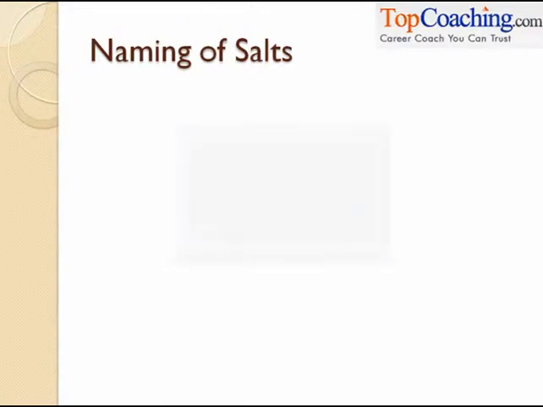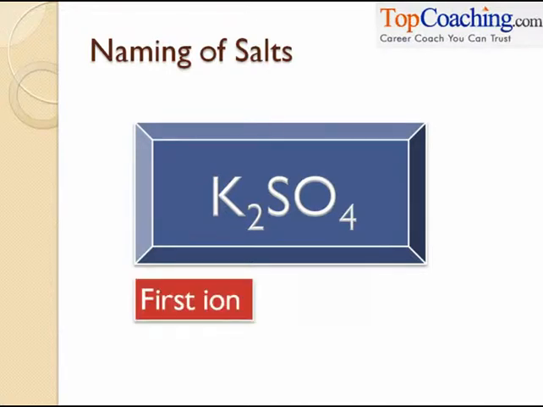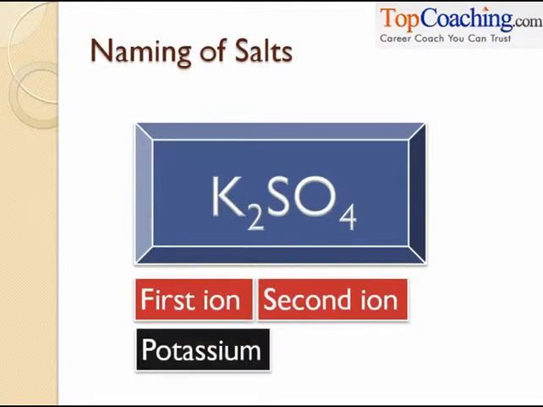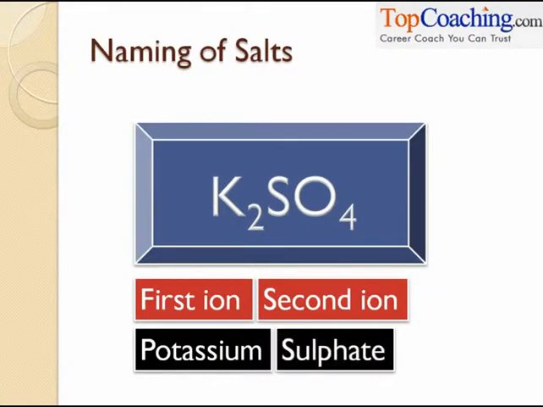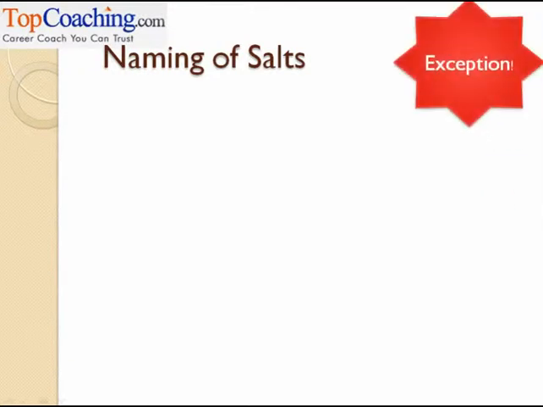Consider this example now. K2SO4. Can you guess the name of this salt? It's potassium sulphate because the first ion is potassium and the second ion is sulphate, isn't it? There is, however, a small exception in this process of naming salts.